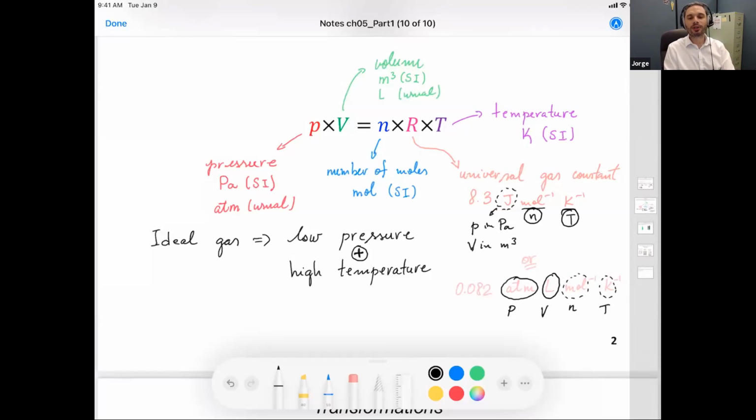Okay, so the situations that you have to use the ideal gas equation is when you know three things from the gas and want to figure out the fourth thing. Okay, for example, you know pressure, volume, number of moles, and you want to figure out the temperature, or any combination of three known variables and one unknown variable. And again, this equation is only valid when we have an ideal gas.